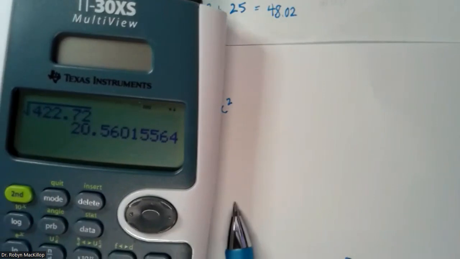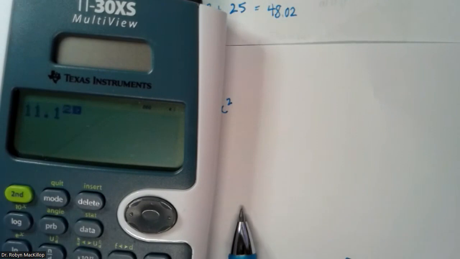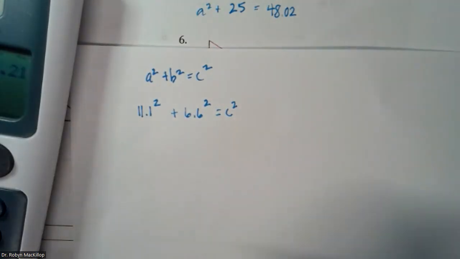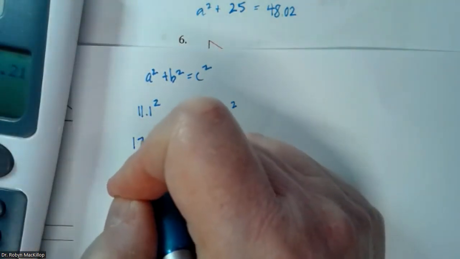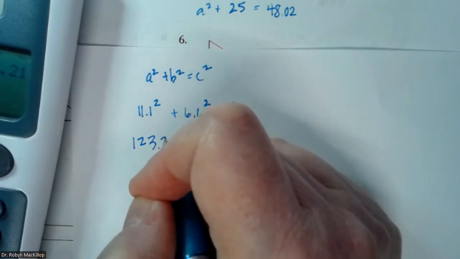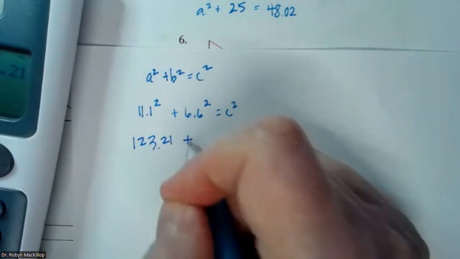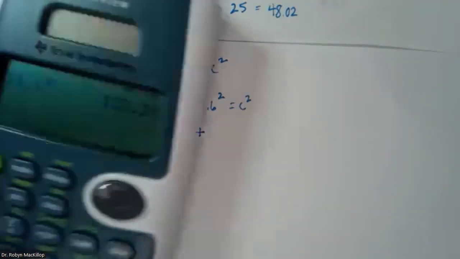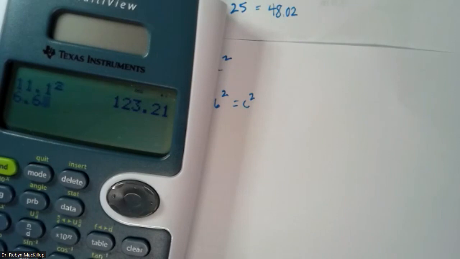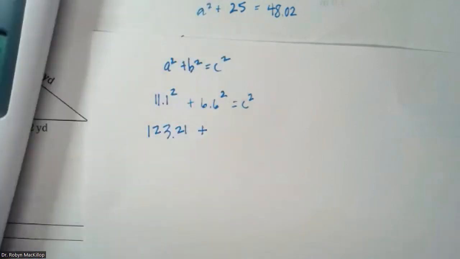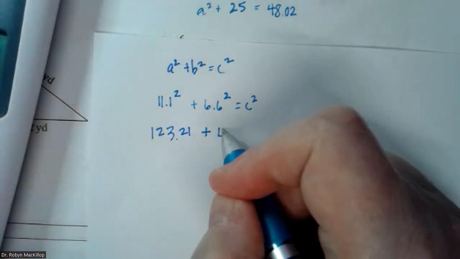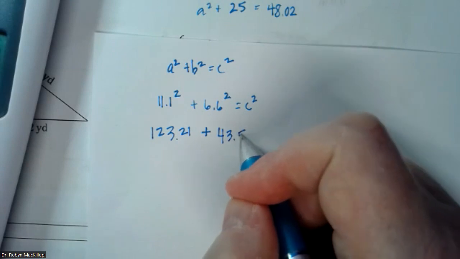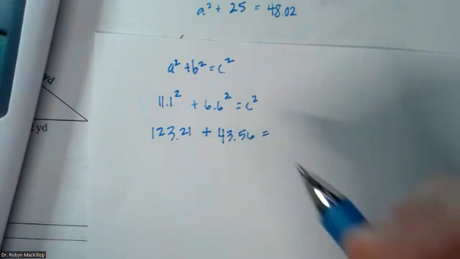11.1 to the second power. So 11.1, 10th button, 2, arrow out of that mode, enter. 123.21. That gets rid of that exponent. Plus 6.6 squared, which will be 6.6 10th squared, arrow out, enter. 43.56. We add those together and we get the c squared.